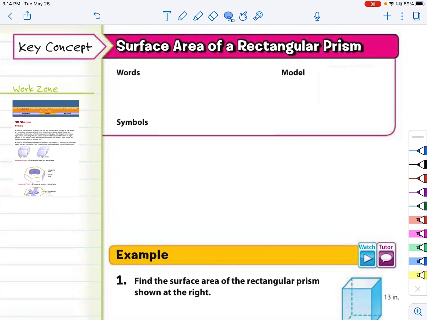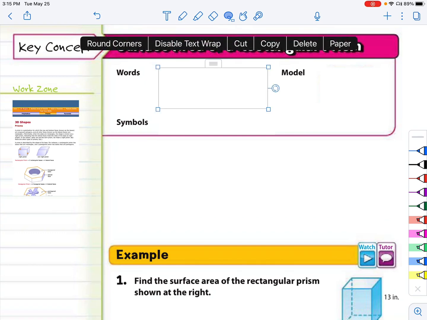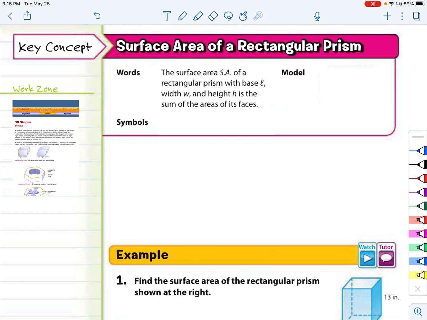And when we talk about surface area, when you talk about the words surface and area, you are talking about the sum of all the surfaces of a prism. So here, the surface area of a rectangular prism, with length L, width W, and height H, is the sum of all the areas of its faces.